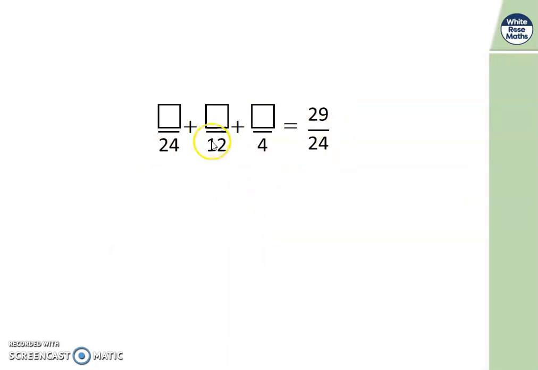Something 24ths add 12ths add quarters is 29/24. So I need to change these two into 24ths so they're all equal. I know to get from 24ths back to 12ths, I'm going to have to have a number that divides by 2. So this number needs to divide by 2. To get from 24ths to quarters, that's going to have to divide by 6. So again, this is going to have to be an even number to divide by 6.